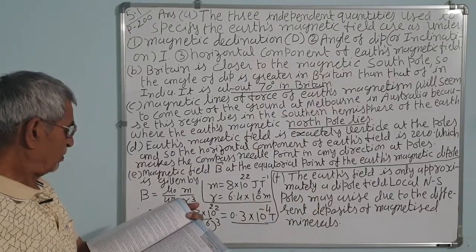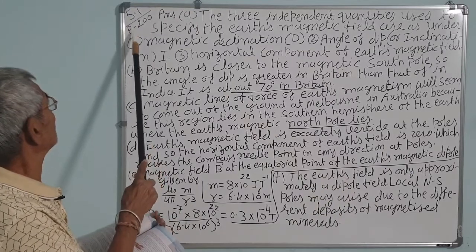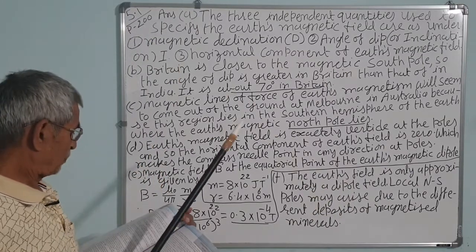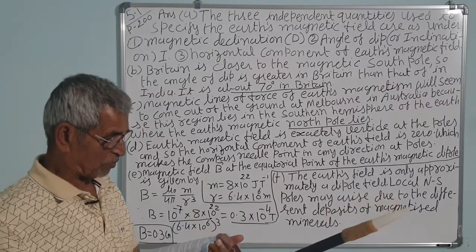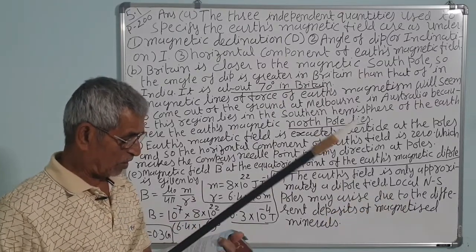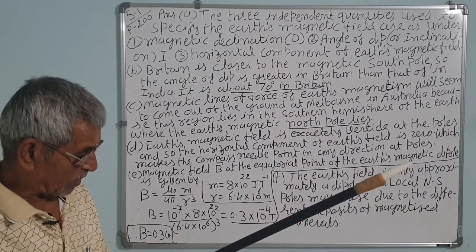Now, question number 5.1 of the exercise on page number 200. The first question is: a vector needs three quantities for its specification. Name three independent quantities conventionally used to specify the earth's magnetic field.